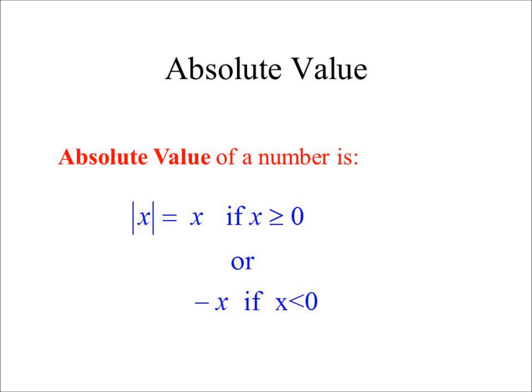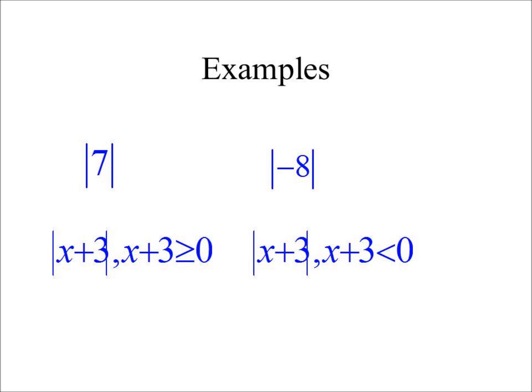So, absolute value is defined as: the absolute value of x equals x if x is greater than or equal to 0, or the absolute value of x equals the opposite of x if x is less than 0. So it's pretty easy. The idea is if it's positive, it's the same value. If it's negative, we take the opposite of it. So let's look at our little example. We have 2 examples here. Oh, actually we have 4 examples.